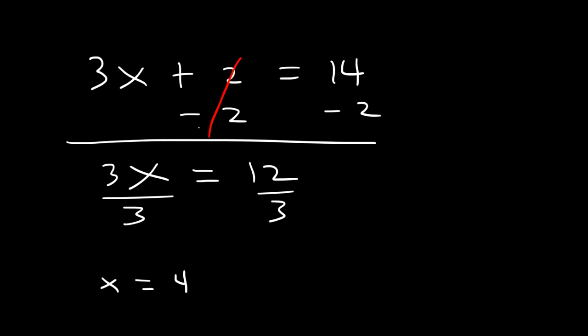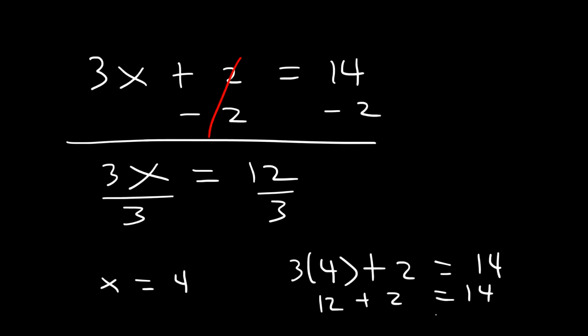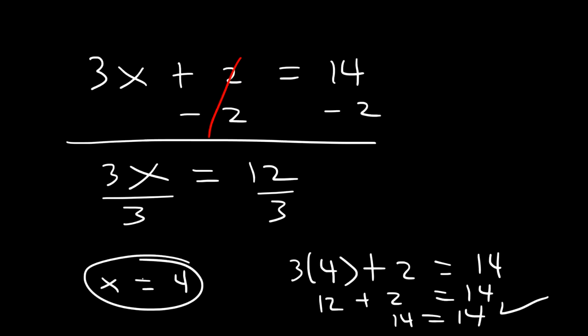Now if we check our work, 3 times 4 plus 2, is that equal to 14? 3 times 4 is 12. 12 plus 2 is 14. So the equation is verified. x is 4.